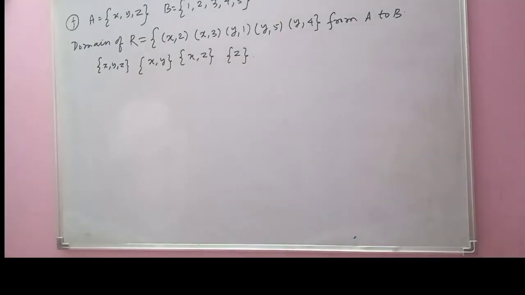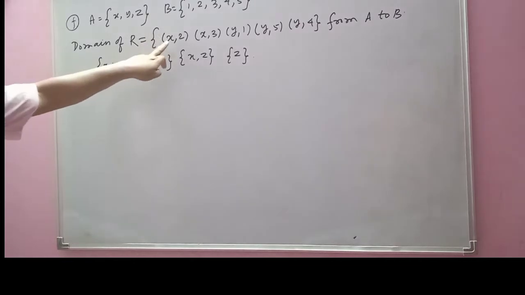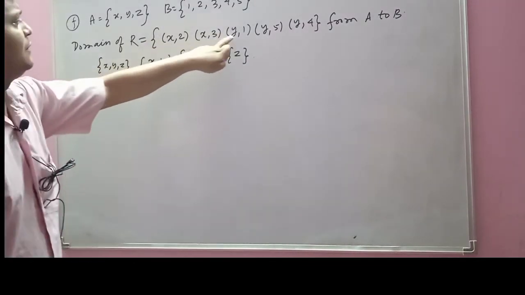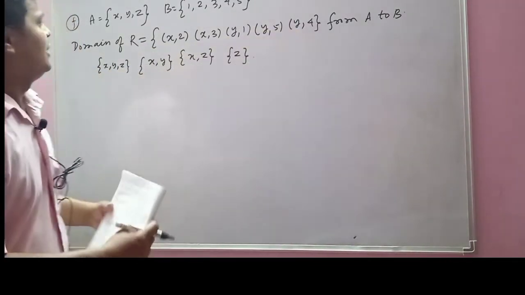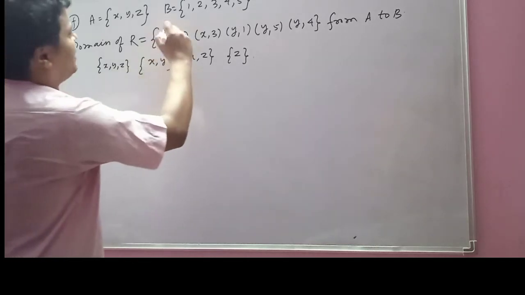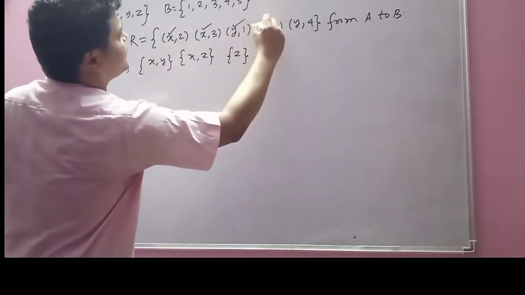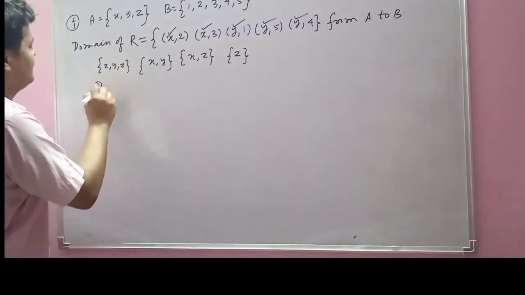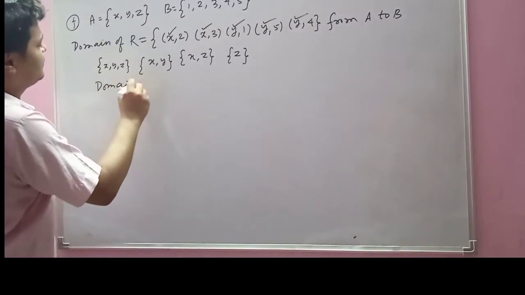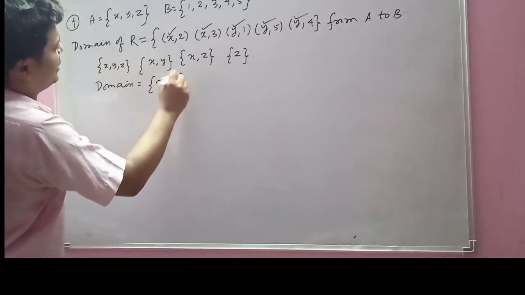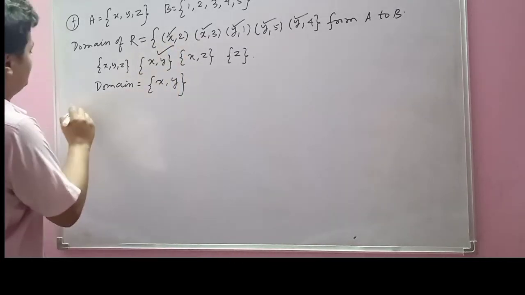Right. Domain means the collection of all the first entries, the first components. So the domain becomes {x, y}. So the answer is this.